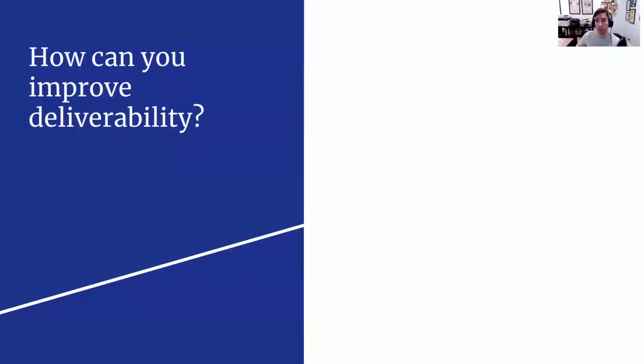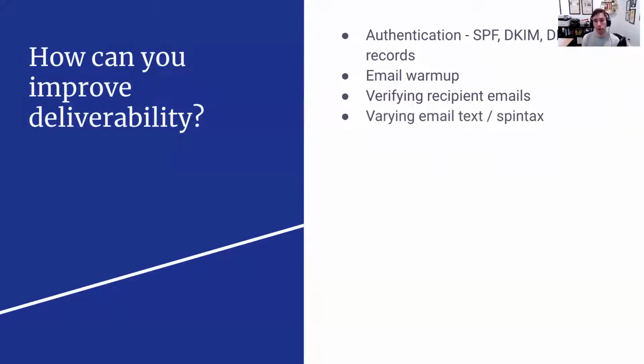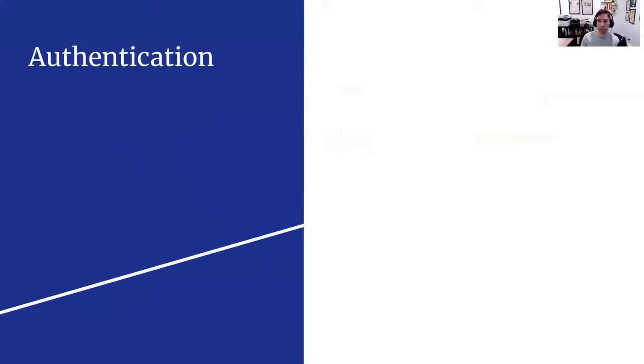But there are plenty of things that we can do to improve our deliverability. First thing is authentication related to your domain. You can do this when you're setting up your domain. Next thing is email warm-up, verifying your contacts, the recipients for your outreach pitches, varying up your email text pitches, or using spin tags. I'm going to talk about all of these. And there are also some aspects of sending habits and watching your numbers. I'm going to go through all of these now.